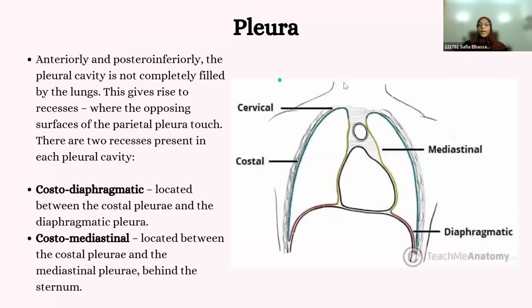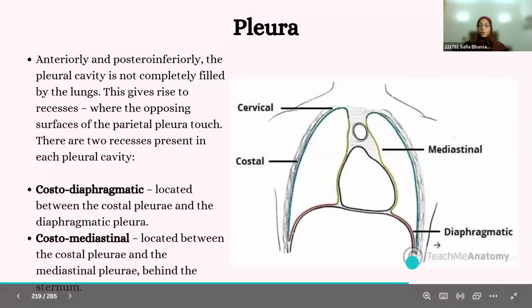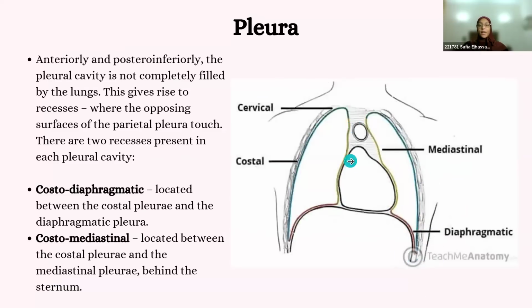Okay, so the pleural cavity is not completely filled by the lungs. You actually have 2 recesses. So you have the costodiaphragmatic recess, which is located right here, and the costomediastinal, which is located behind the sternum. And these have very, very important clinical functions.